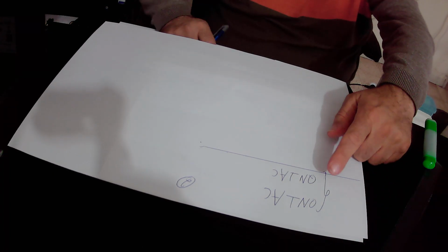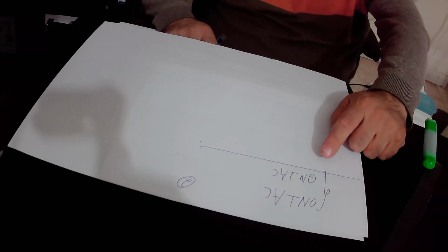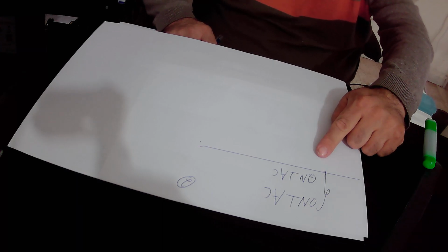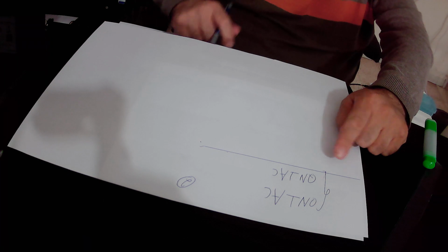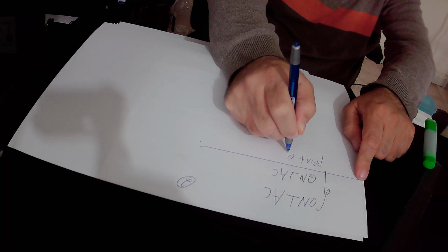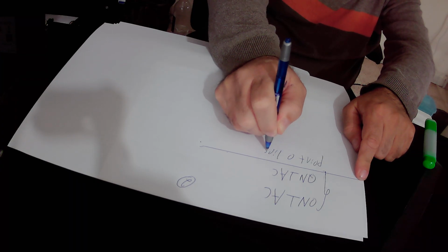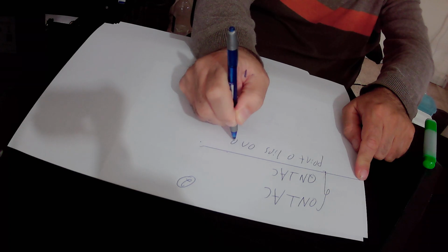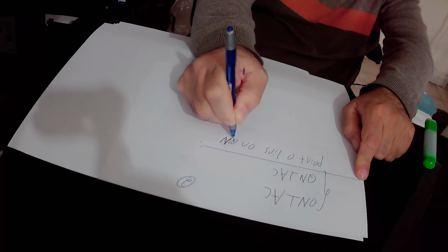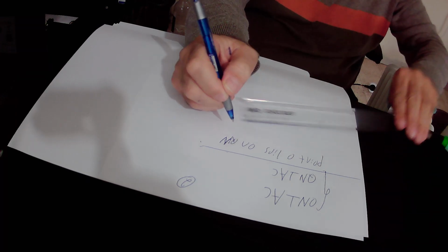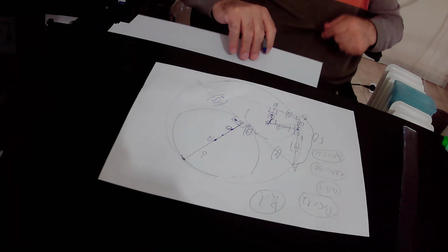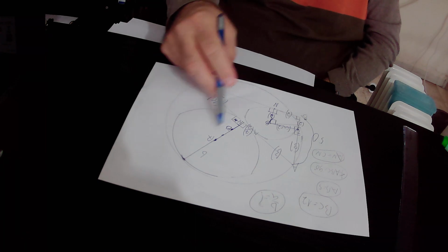And from those two equations, ON is perpendicular to AC and QN is perpendicular to AC, we derive that point O lies on the radius QN. Point O, this is point O, that is the center of the bigger circle. It lies on the radius QN.